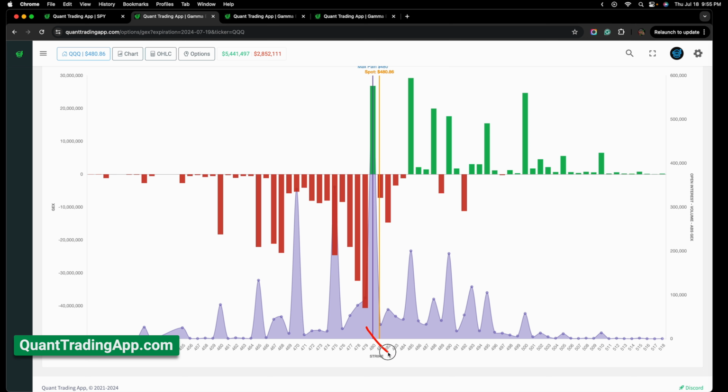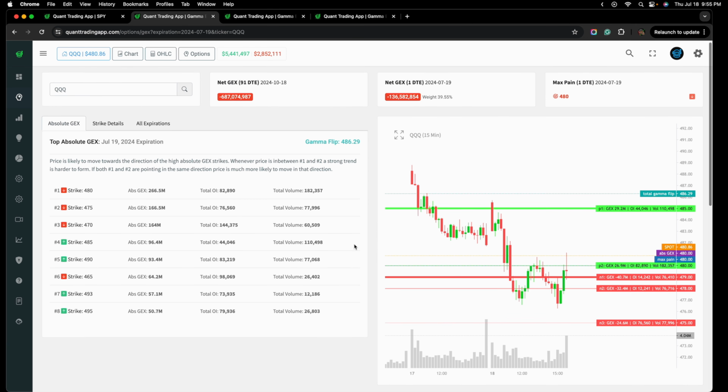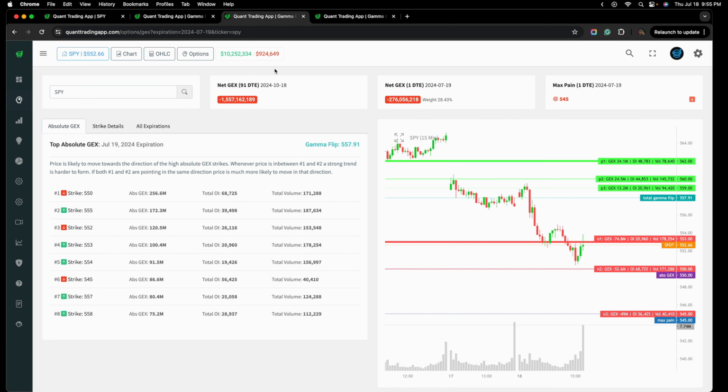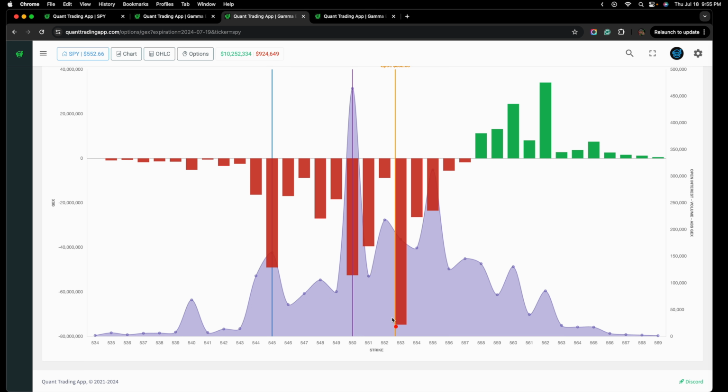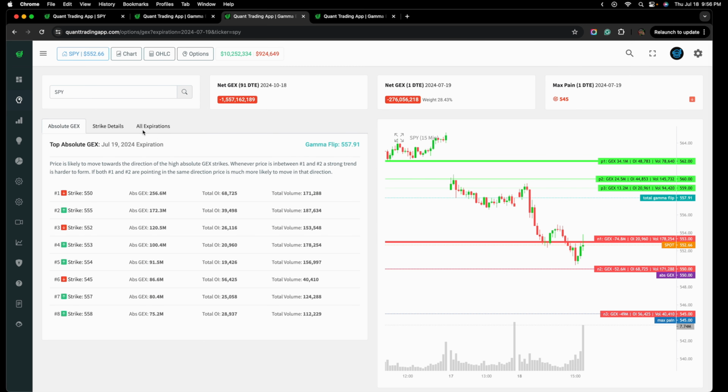We already knew about the 480 level from yesterday. It was addressed in yesterday's video. On the SPY, we're aware of these significant strikes. If the SPY failed to hold 570 right here, we know where the next high negative gamma levels are. So 553, it's not surprising that this is ultimately where it ended up closing. This is for Friday's expiration, by the way.